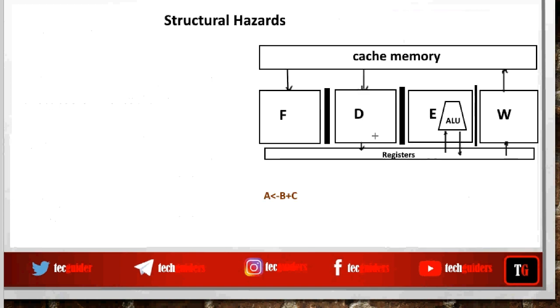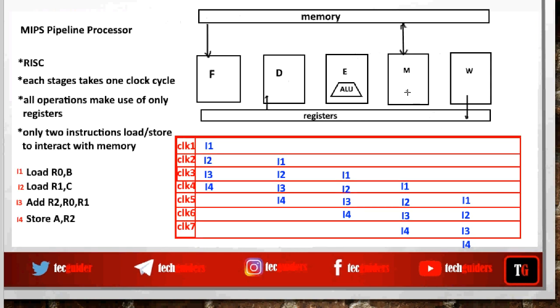In the previous case, we had two separate stages interacting with the memory for data: one stage for reading the data and another stage for writing the data. But here we have a combined stage which will interact with the memory for either reading the data or writing the data. And according to our instruction architecture, each phase takes one clock cycle, and hence there will be only one instruction in one stage at a time, and that instruction will be accessing the memory for data either to read or to write.